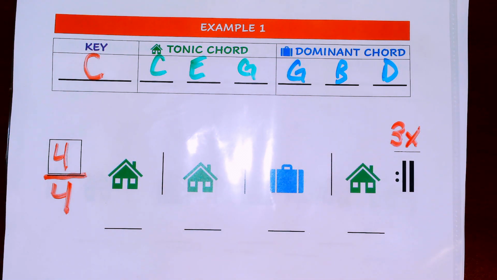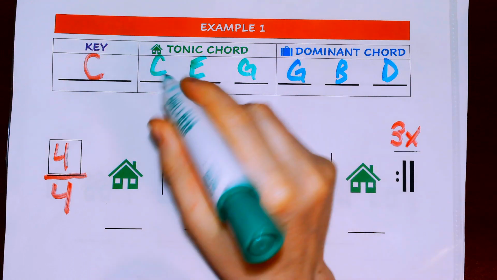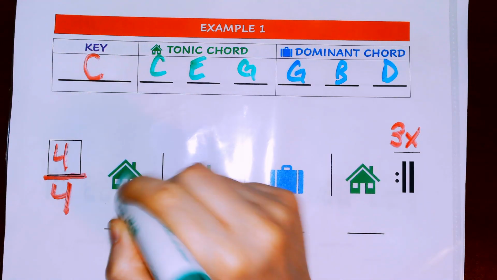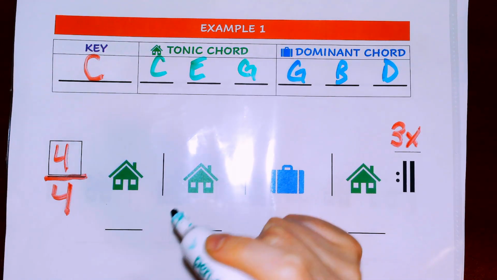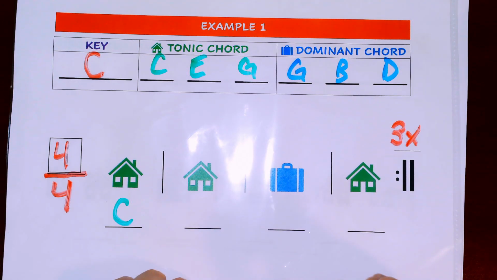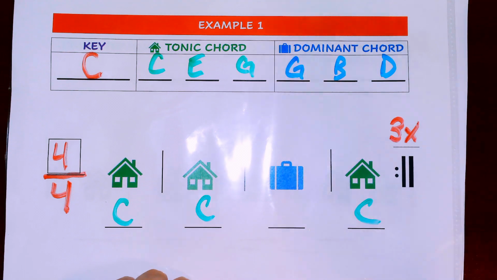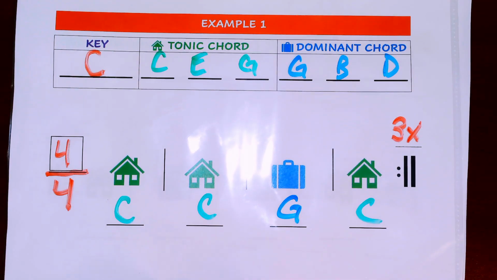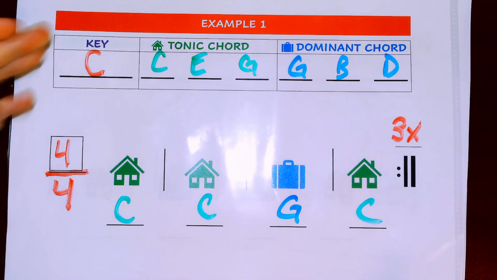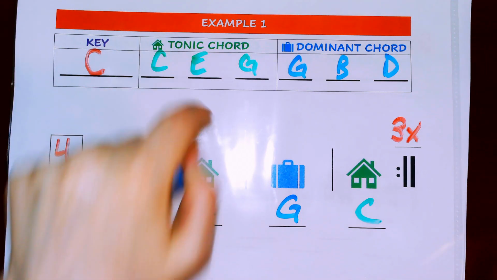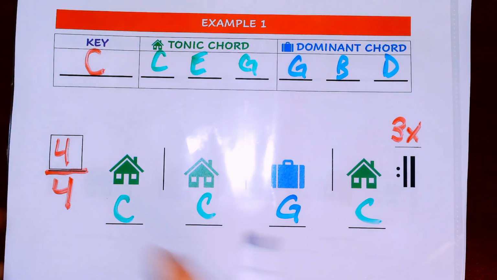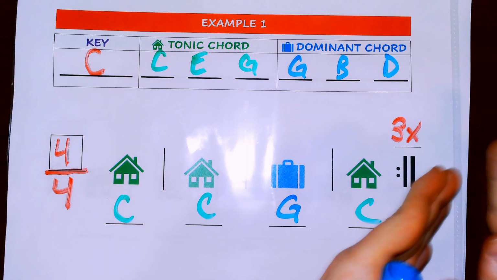Now it's time to label the chords. I say to the student, okay, is this house the tonic or dominant? They say, oh, this is the tonic chord. So we write, okay, it's a C major chord. That one's a C major, this one's C major, and we have our G. So now we've filled out the whole chart. We know we're in the key of C. We know the notes in the tonic and the notes in the dominant. We know how many beats each measure is going to be and how many times.